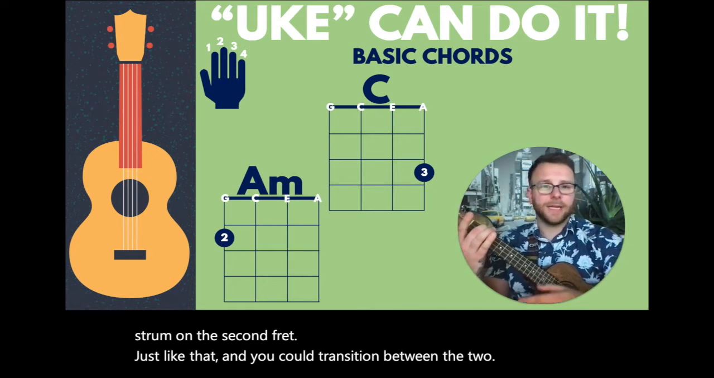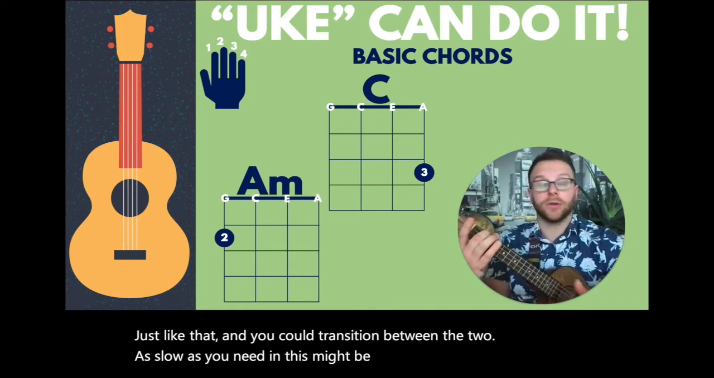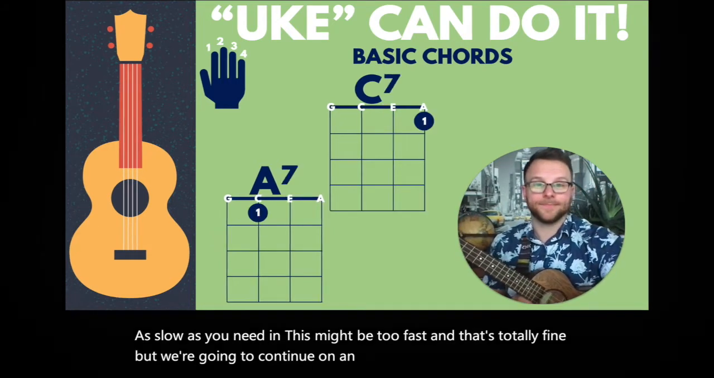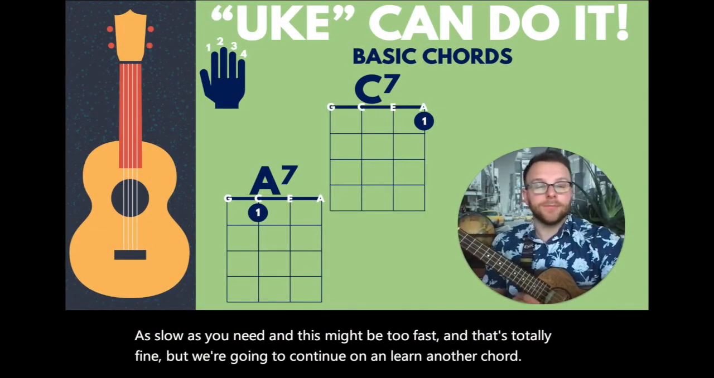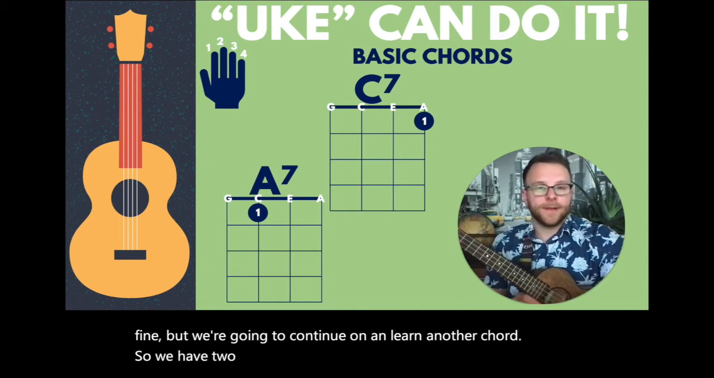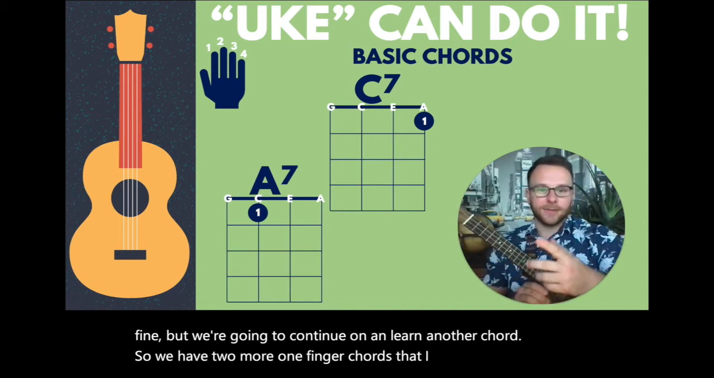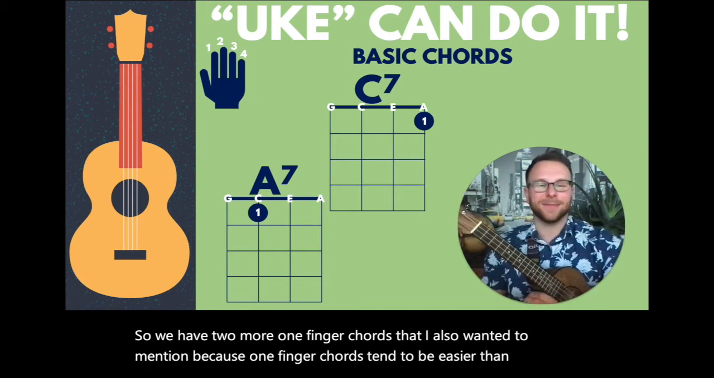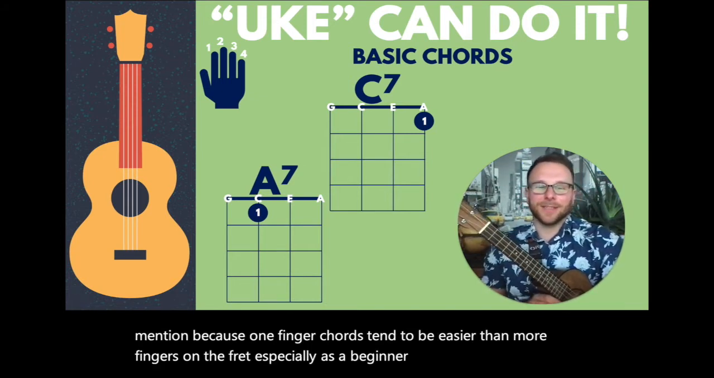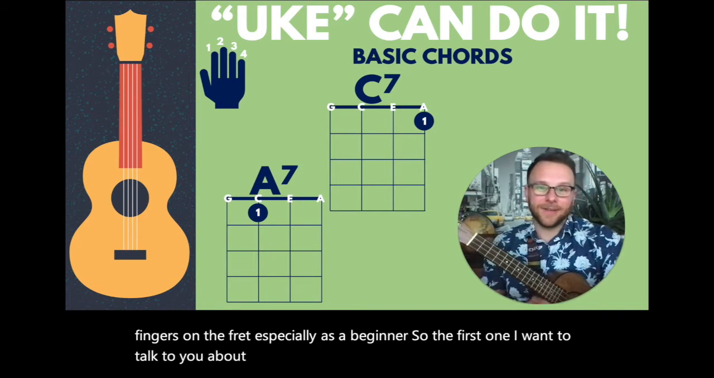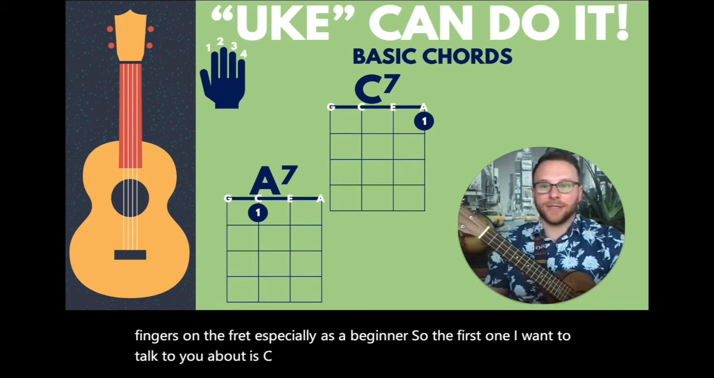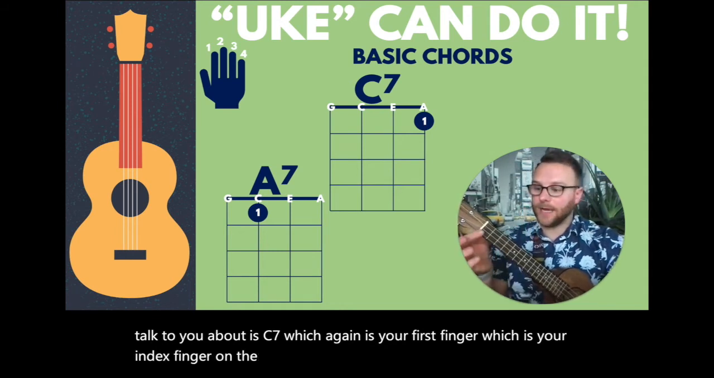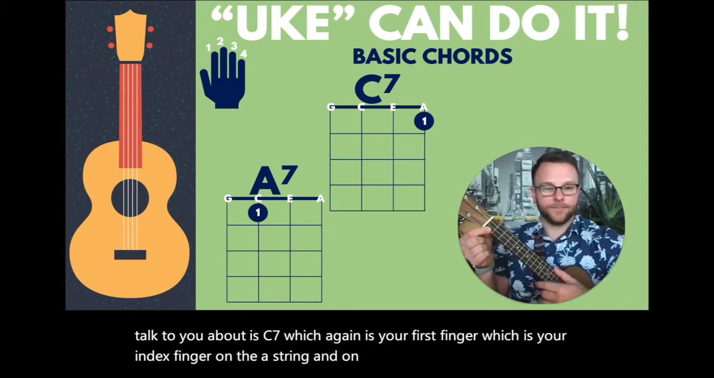As slow as you need, and this might be too fast, and that's totally fine. But we're going to continue on and learn another chord. So we have 2 more one finger chords that I also wanted to mention, because one finger chords tend to be easier than more fingers on the fret, especially as a beginner. So the first one I want to talk to you about is C7, which again is your first finger, which is your index finger on the A string and on the 1st fret, right here.